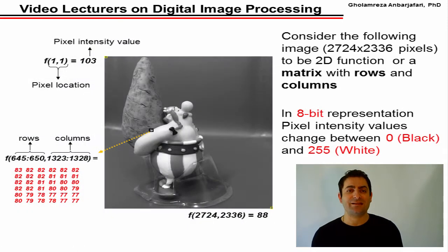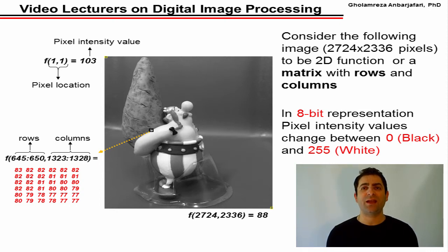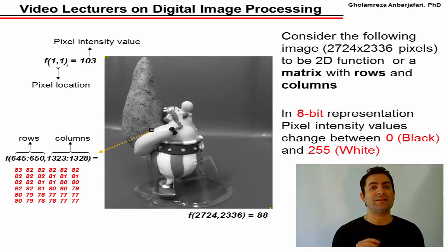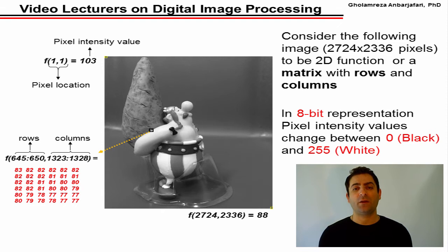Now, let's look at this example that we have. It is a two-dimensional grayscale image, and each pixel is represented by 8 bits, which means that the pixel intensity value changes between 0 and 255. 0 corresponds to black and 255 corresponds to white. Now let's look at the first and the last pixels. At the first location, we have the intensity value of 103, and at the last location, the intensity value is 88.